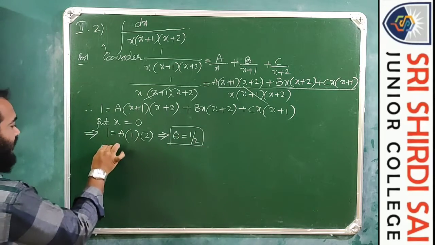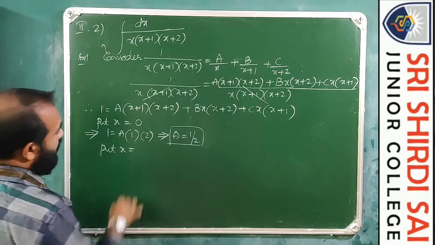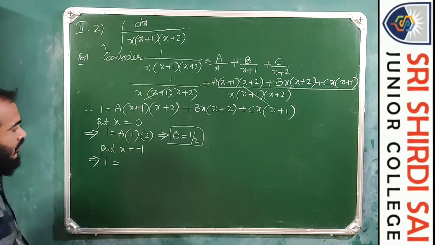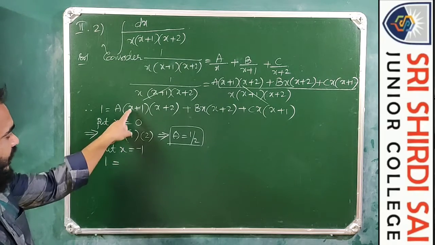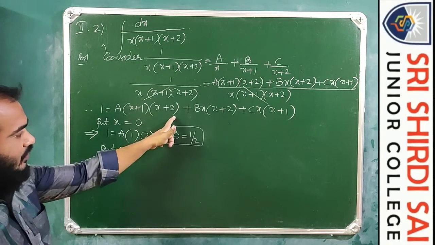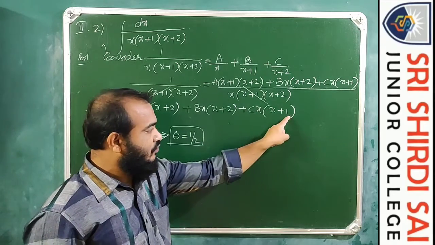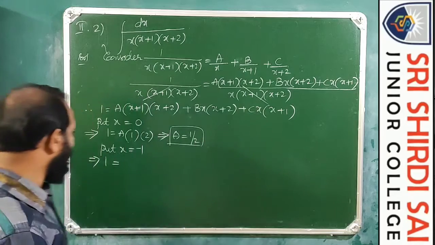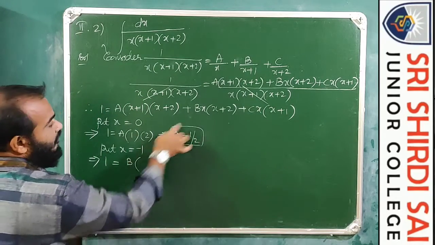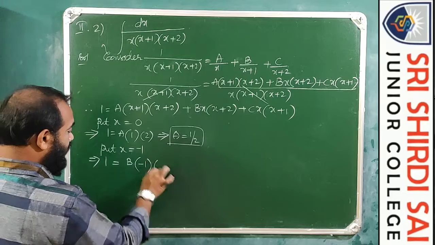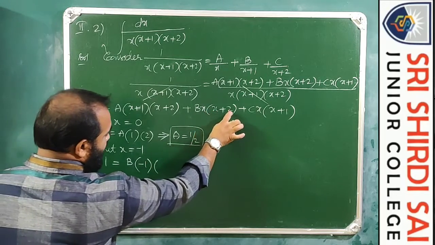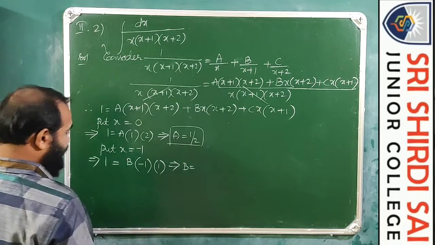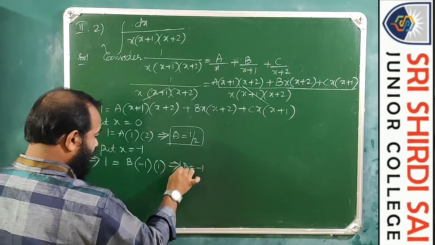Likewise, put x equals minus 1. 1 equals, on substituting minus 1 here, minus 1 plus 1 is 0, into something, 0; the last term also, minus 1 plus 1 is 0, into something, 0. So we are only left with the middle term, B into, the value of x is minus 1, minus 1 plus 2 is 1. So therefore, B equals minus 1.